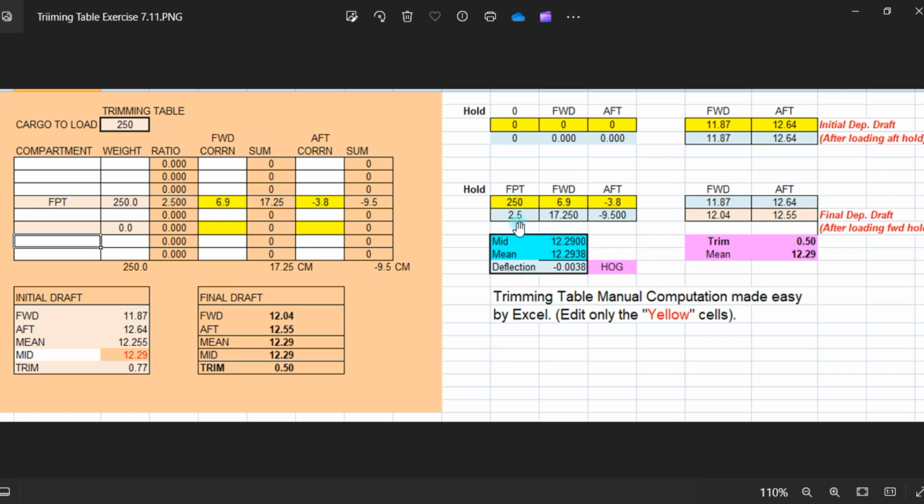Okay, so 2.5 multiplied by 6.9, you have a value of 17.25, which is this one. Same for the up correction, negative 3.8 multiplied by 2.5, you have a value of 9.5. So negative 3.8 multiplied by 2.5, you get 9.5. Then you will have negative 9.5.